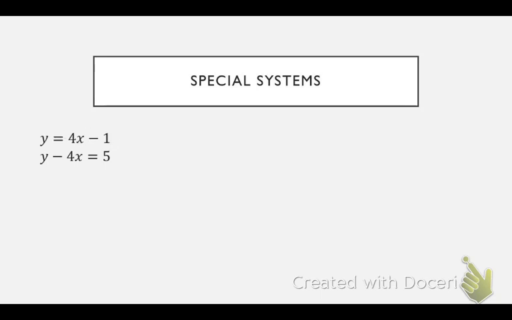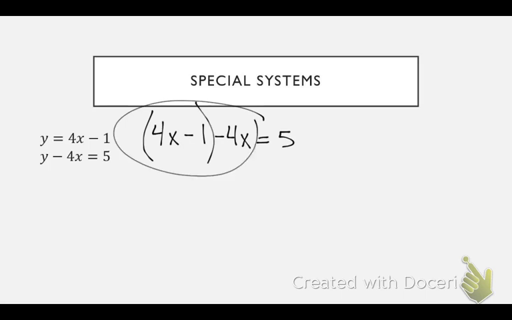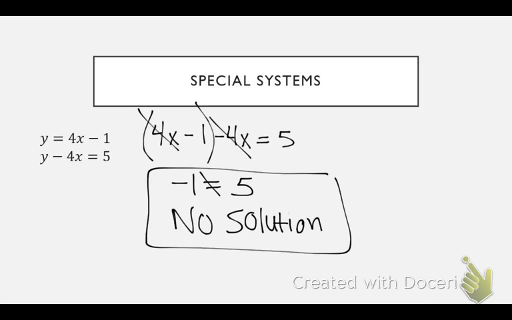Okay, so when I substitute it in, I get 4x minus 1 minus 4x equals 5. Oh, it's just x. Okay, so 4x minus 1 goes in for y. Now I write the rest of my equation, and is there anything that I can simplify on the left side of my equation? 4x minus 4x is 0. Negative 1 does not equal 5. No solution.